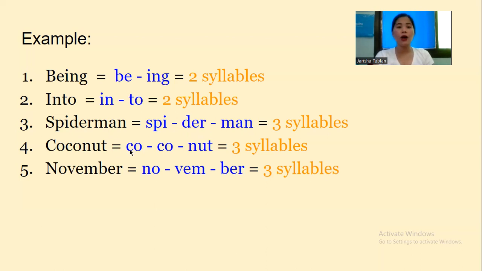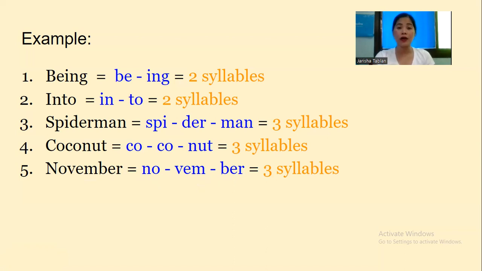Next example, we have coconut. Three syllables: co, co, nut. Put together, that reads as coconut. Next, number 5, November. No, vem, ber. N-O, no. V-E-M, vem. B-E-R, ber. Put together, November.